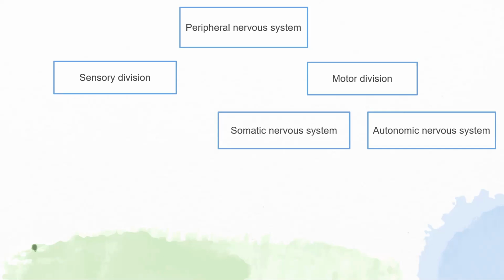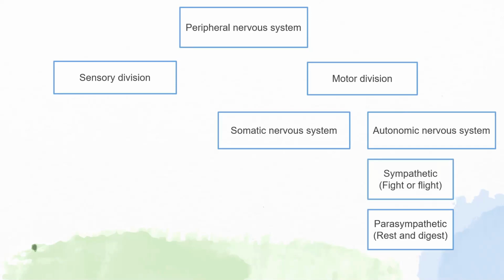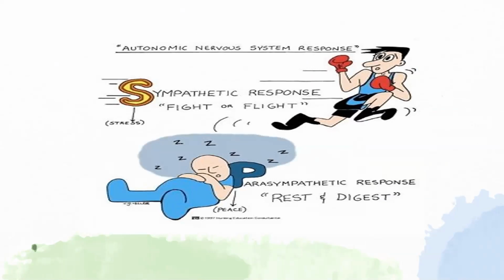The somatic nervous system works on the skeletal muscles, what we can control consciously. And the autonomic nervous system works on smooth muscle, cardiac muscle, and glandular epithelium, what we can't control. We can divide the autonomic nervous system into the sympathetic nervous system and the parasympathetic. The sympathetic nervous system, known as fight or flight, works in stressful situations, in emergencies. And the parasympathetic response is also known as rest and digest, or another name is housekeeping. It works in calm and peaceful situations.